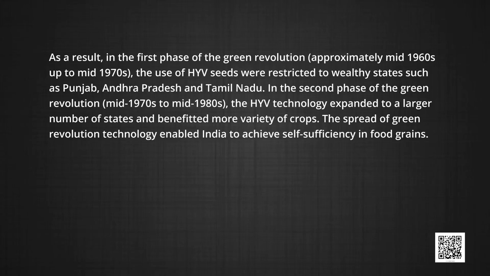In the second phase of the Green Revolution, between mid 1970s to mid 1980s, the HYV technology expanded to a larger number of states and benefited more variety of crops. The spread of Green Revolution technology enabled India to achieve self-sufficiency in food grains.